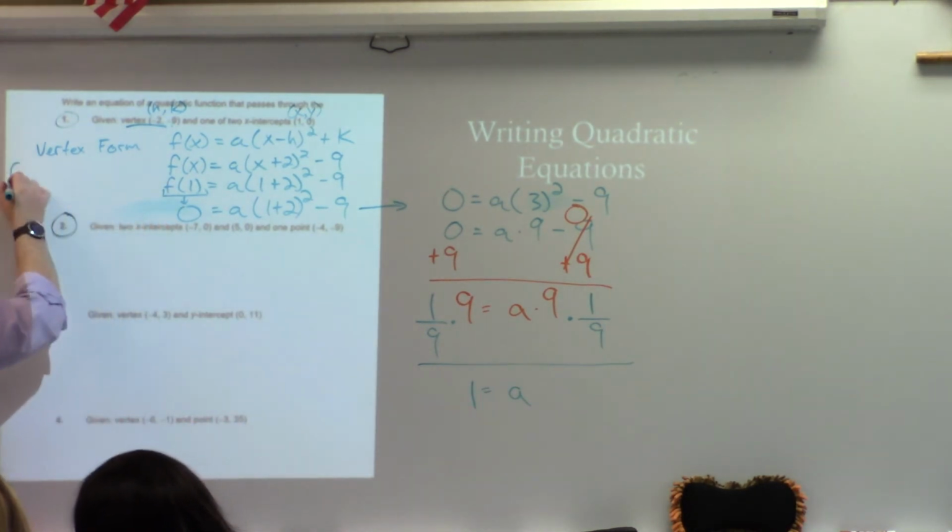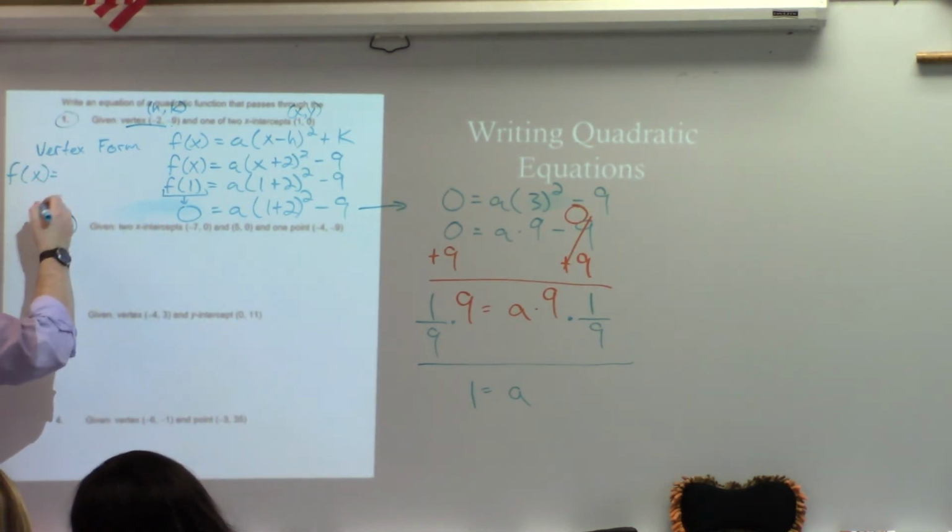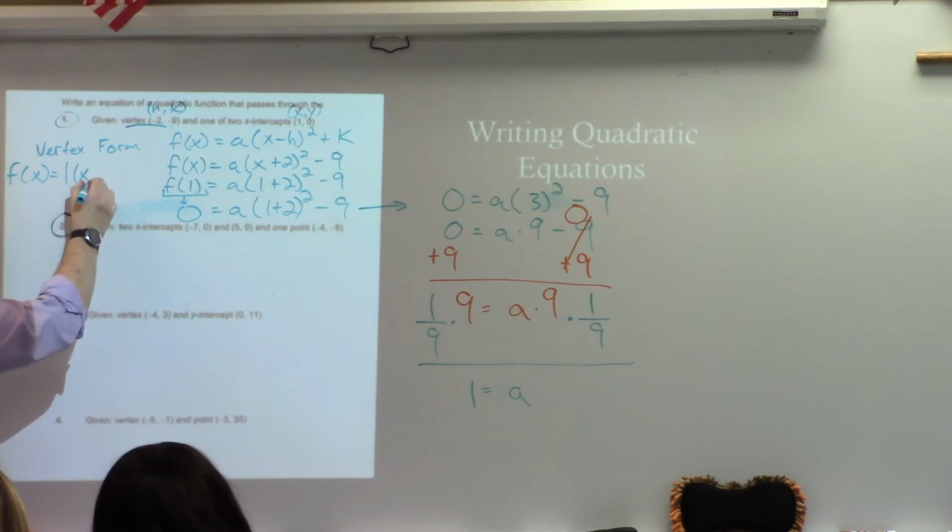Now I have the equation. f of x equals 1 times the rest. You don't have to write the 1, but you can.